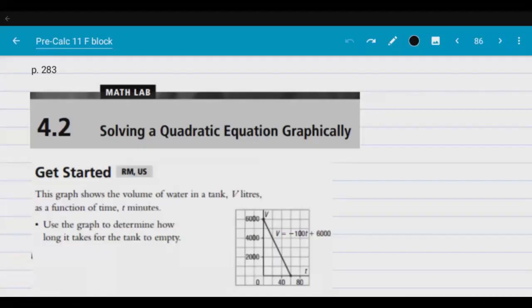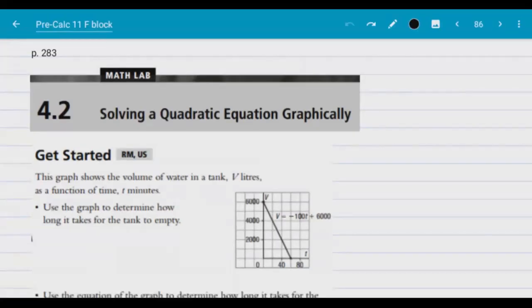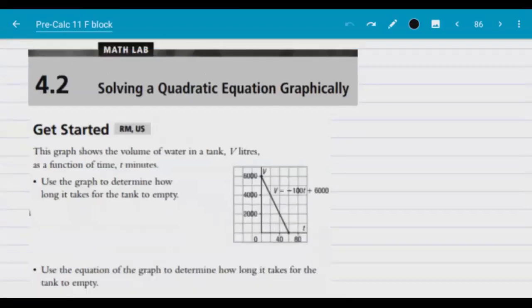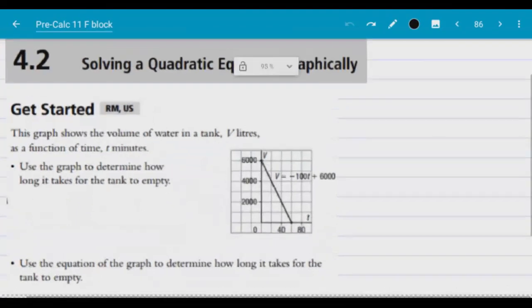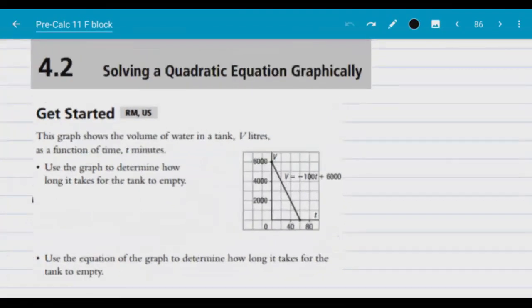Welcome back, everyone. This is 4.2, solving a quadratic equation graphically. And let's look at page 283. So to get started, we are shown a graph. This shows the volume of water in a tank in V liters as a function of time t. Your y axis is the volume, V in liters, while the x axis is your t in minutes. Use the graph to determine how long it takes for the tank to be empty.